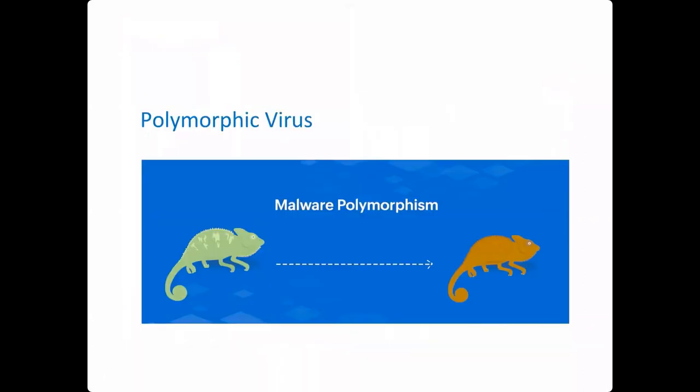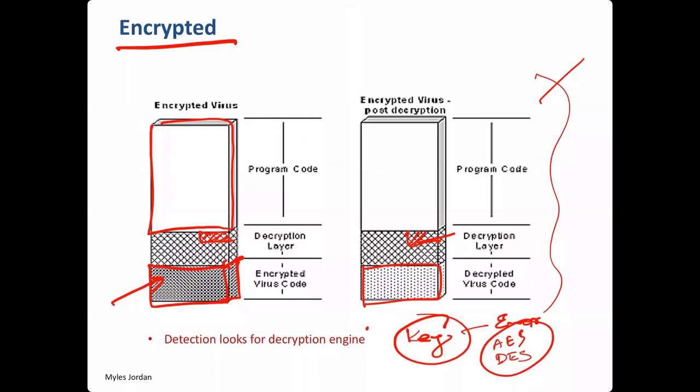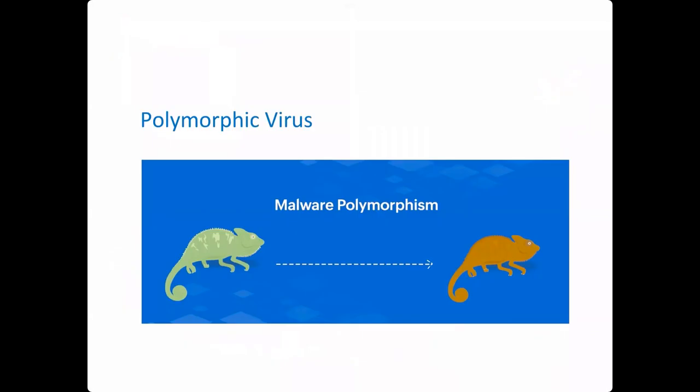Now this can also get detected, because the decryption layer is there in the hard disk, right? If the antivirus program looks for some signature, it will look for the decryption layer, which will remain the same. So it will have some known pattern for the decryption layer and will look for those patterns, and if it finds one, it will detect the virus. Any question?